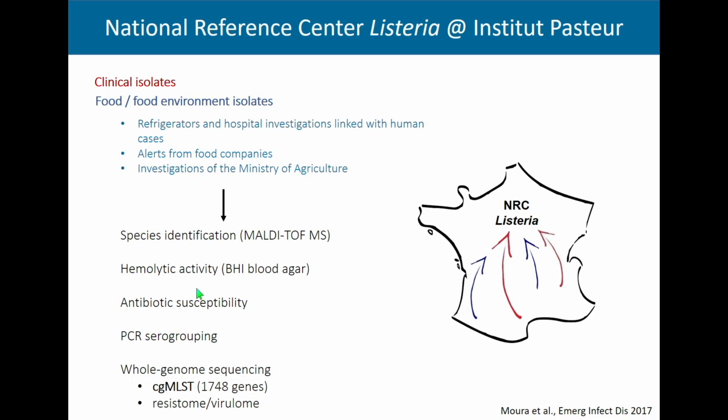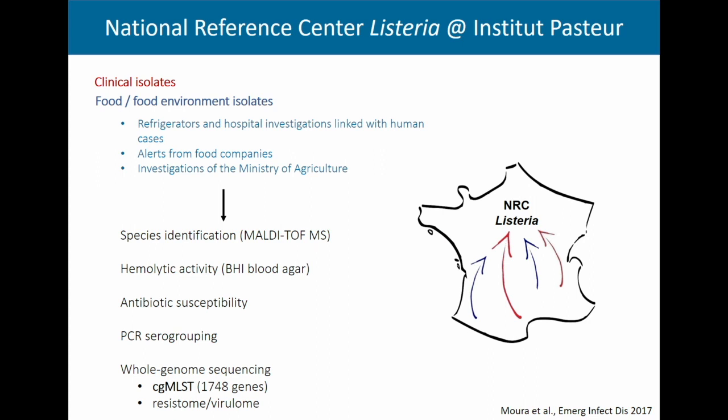We check for hemolytic activity, which is a key phenotypic marker for Listeria monocytogenes. We check for antibiotic susceptibility. We do a PCR serogrouping, and then we go for cgMLST, and we also look for the resistance genes and virulence genes in those genome sequences.